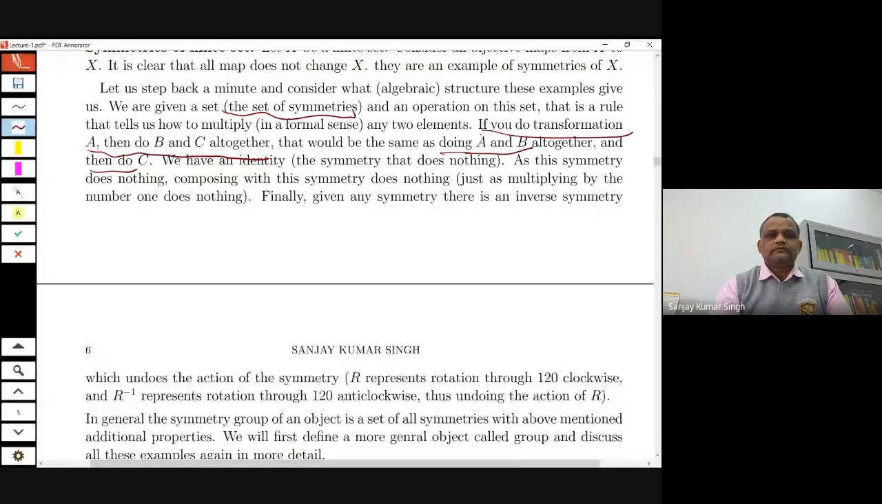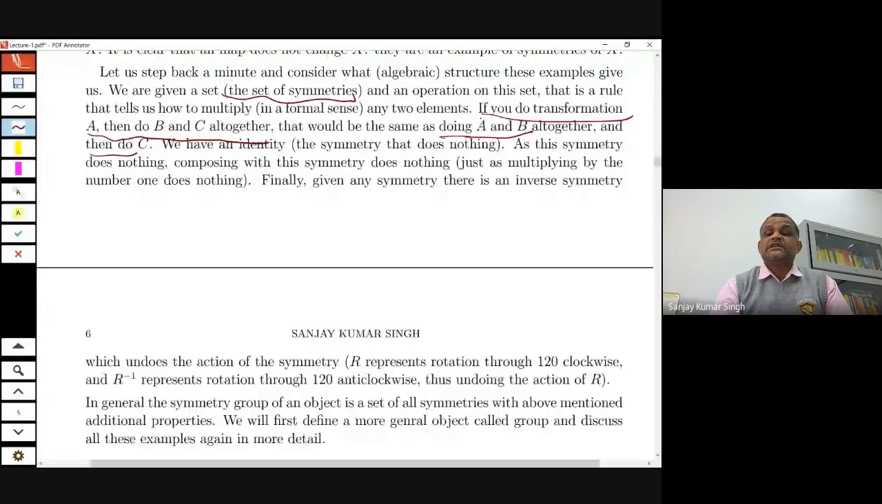Also, this symmetry has the property that if I compose it with another transformation or symmetry, then I will get the same symmetry. So it is not doing anything when it is applied to another symmetry. So it is something like an identity. It is leaving everything the same. There is no change after multiplying with this element.